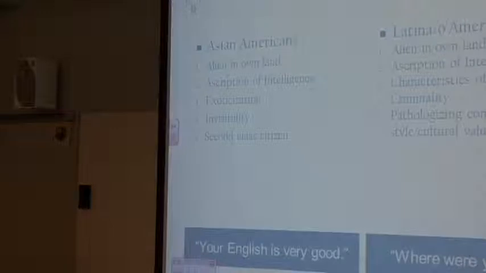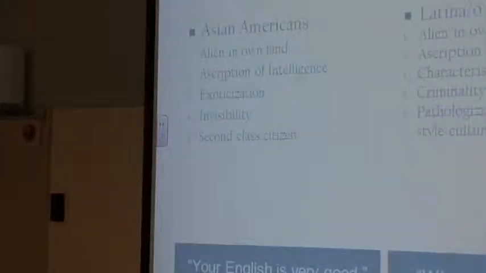The first one that I'm going to talk about is Asian Americans. This was actually the first group that Dr. Su and his team investigated here at Teachers College. They did some qualitative studies, and they found a number of themes that were common amongst these individuals that they interviewed about their experiences with microaggressions. I'm going to touch on a few that were probably a little bit more salient than the others. The first one is this idea of alien in own land.